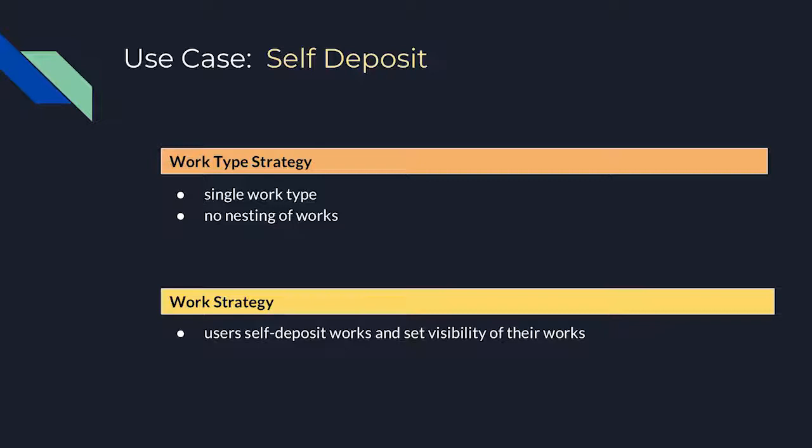Then for the work type strategy, we're doing a single work type, no nesting of work types, and for the work strategy, we're doing the... sorry, I'm reading it myself. User self-deposit works and sets visibility of their own work.